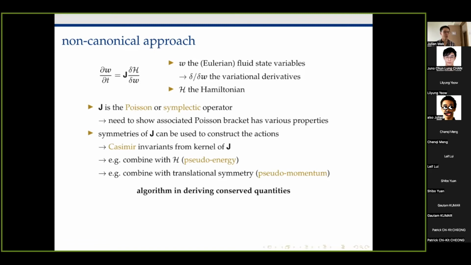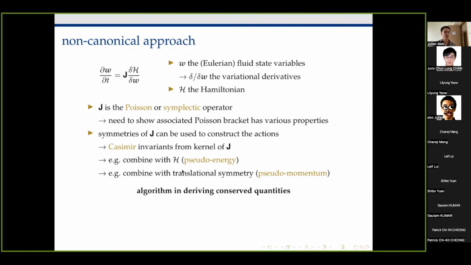In particular, there's a special class in J called Casimir invariants. These are the invariants which are nested in the kernel of J. The suggestion normally is to combine these Casimir invariants with other invariants as a way to construct quadratic forms, which you then ask whether you can use as a measure of a perturbation. These are essentially actions, okay?